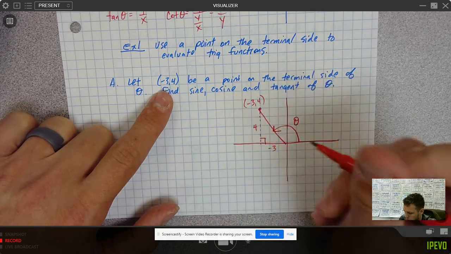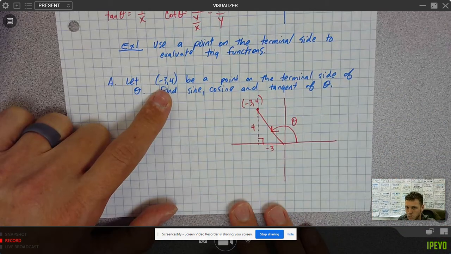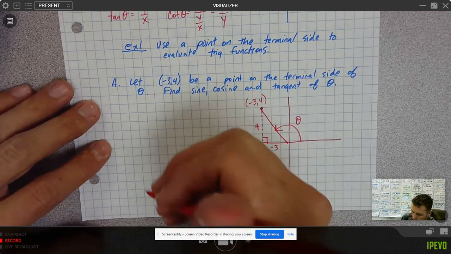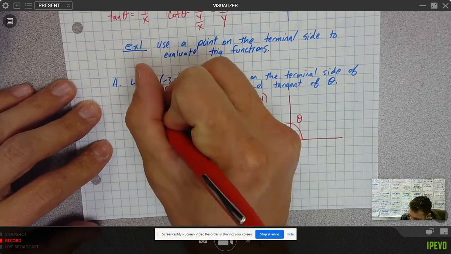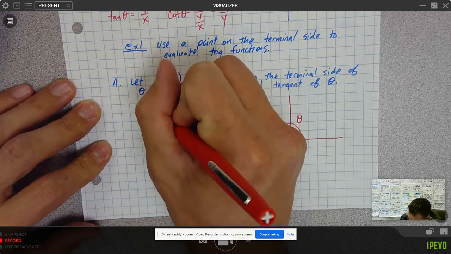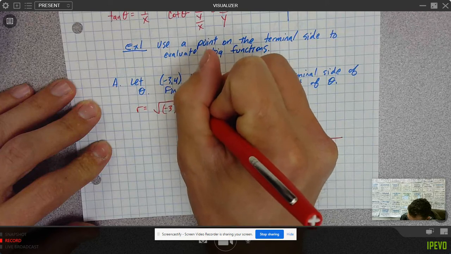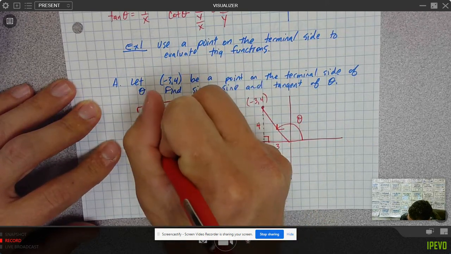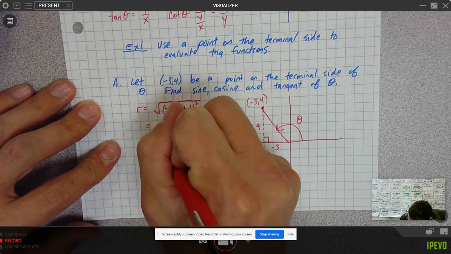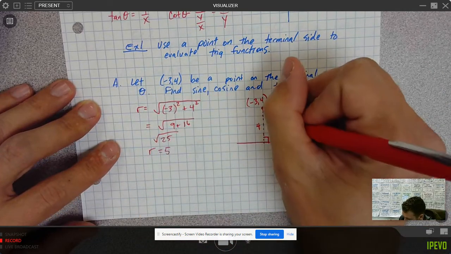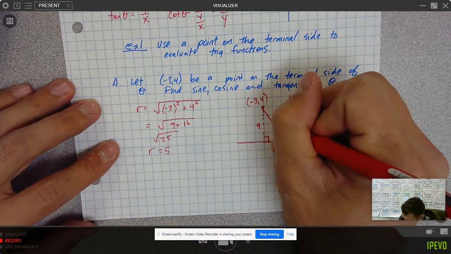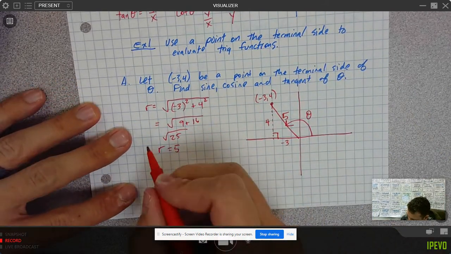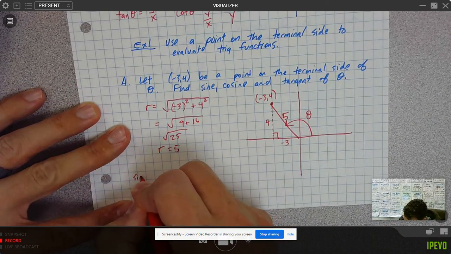So we want to find r first. r is going to equal the square root of x squared plus y squared. So that's 9 plus 16, which is the square root of 25, which is 5. So my radius is 5. Now it wants us to find sine of theta, which we know is opposite over hypotenuse, or y over r.